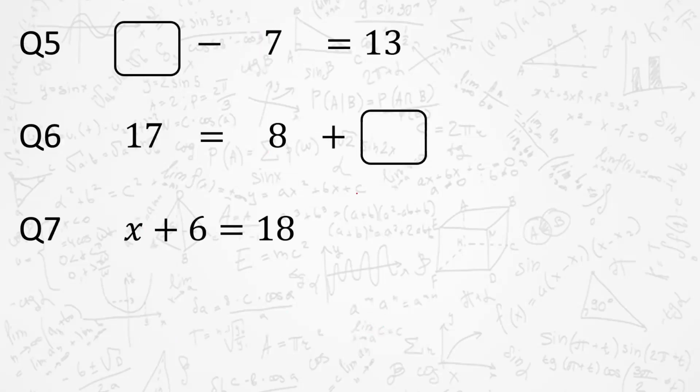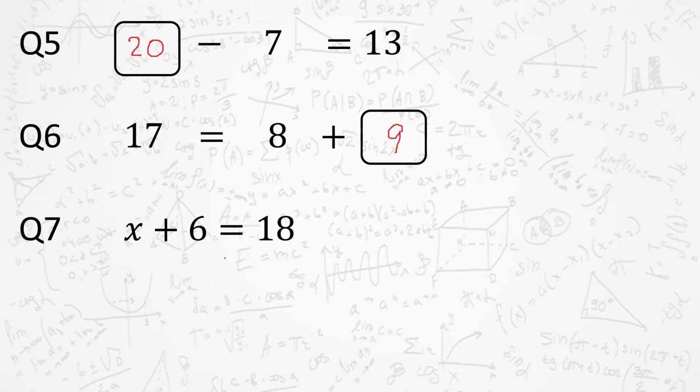Question 5. A number minus 7 equals 13. So that means the addition of 13 and 7 will be this number. So we have 20 minus 7 equals 13. Question 6. 17 equals 8 plus a number. So now we need to look for the difference between 17 and 8, which is 9. So 8 plus 9 is 17.